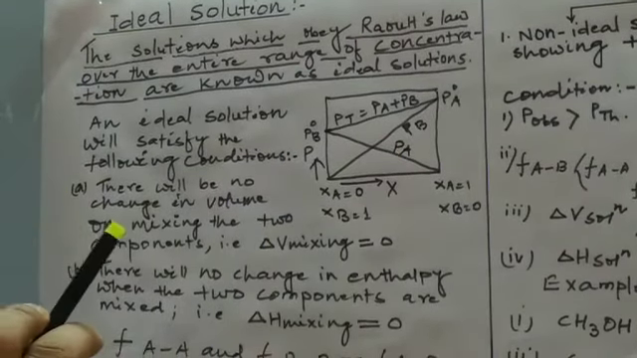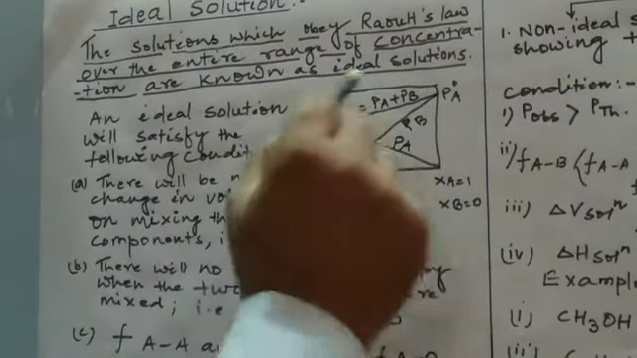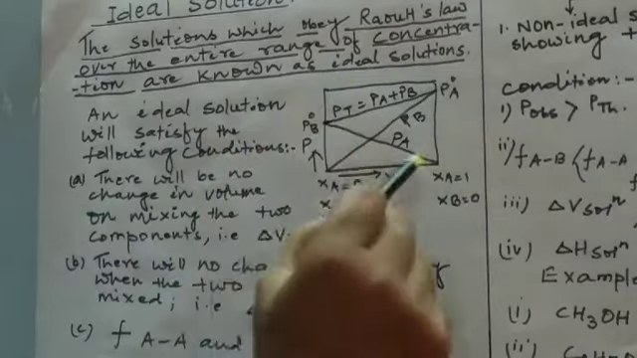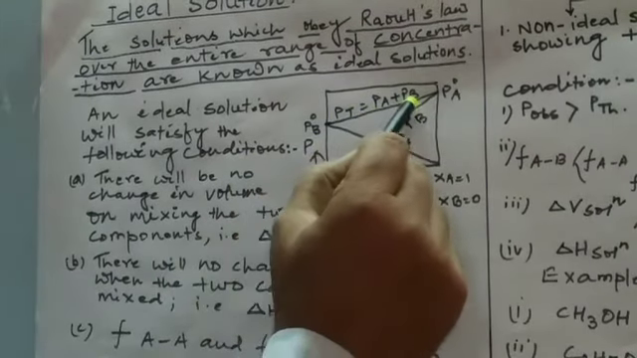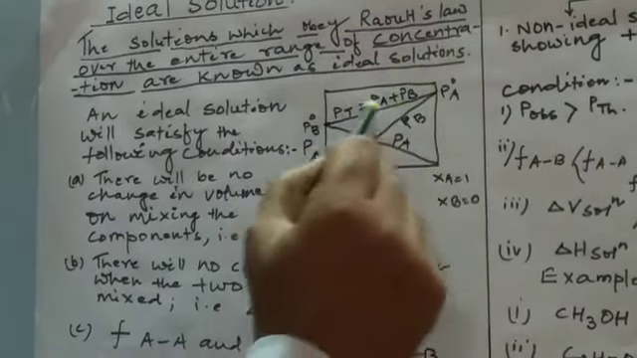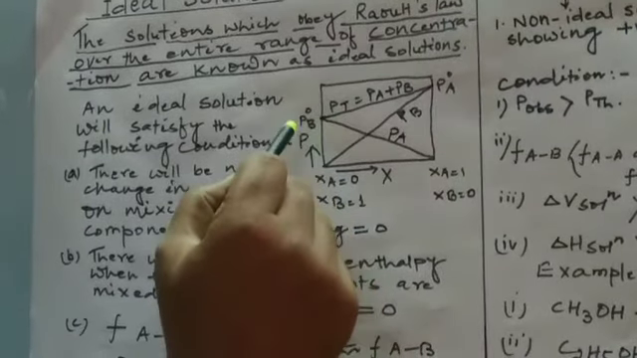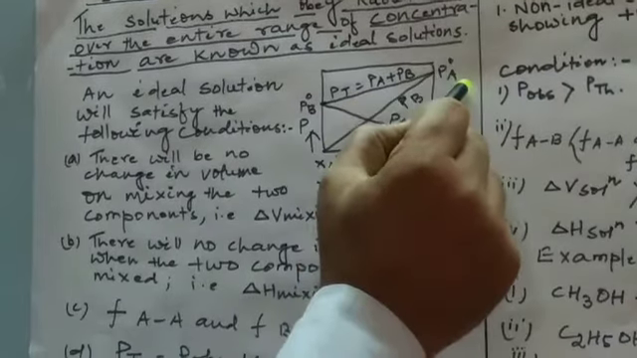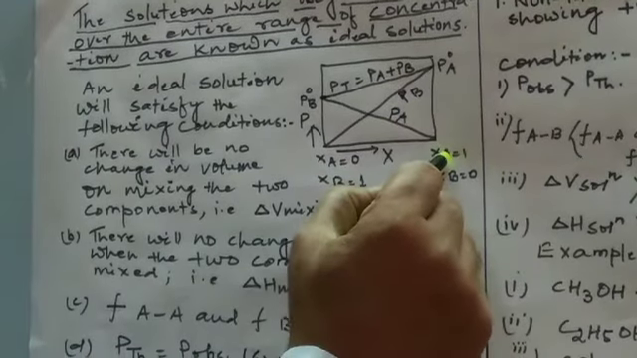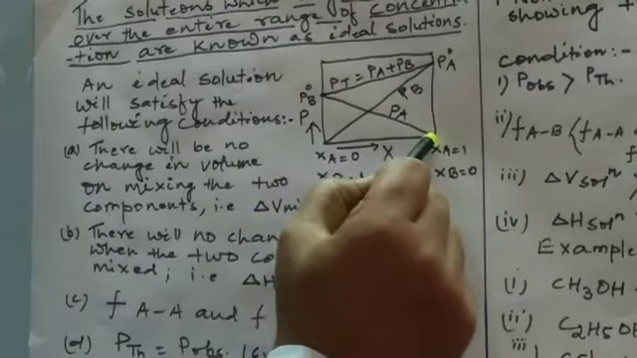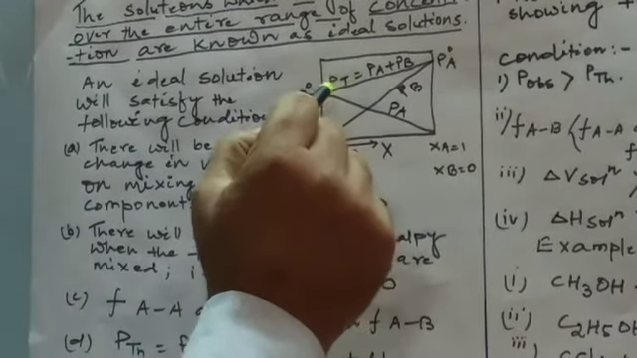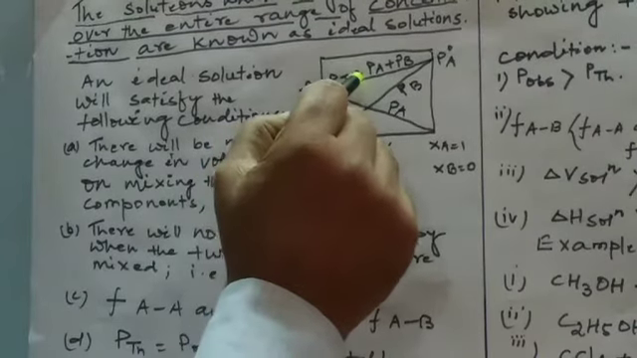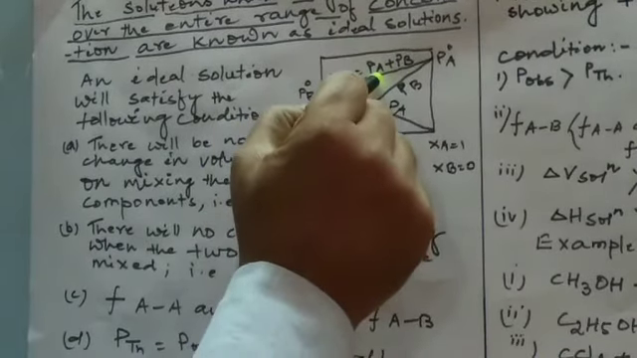You must be recalling the graph for Raoult's law of a volatile liquid mixture. So it is the P total. This is P naught B, the vapor pressure of pure solute. P naught A is the vapor pressure of solvent. And when the two liquids are mixed, what do you find? The total vapor pressure of the solution becomes equal to PA plus PB.